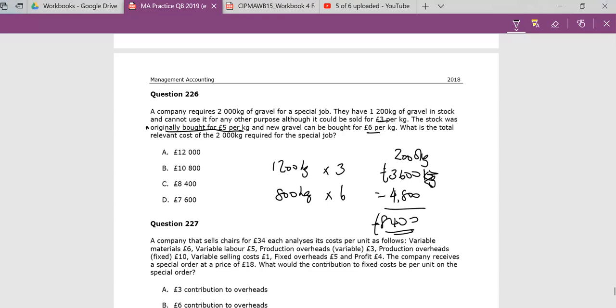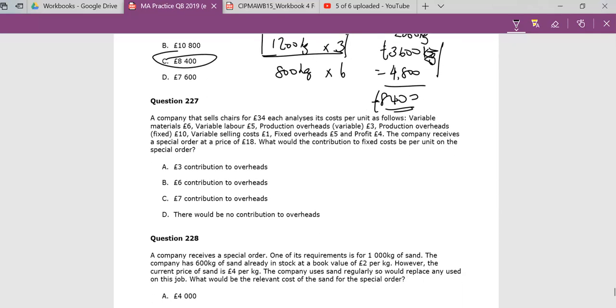So the issue really is to do with the fact that there is no such thing as free. It's not free unless it was totally scrap and there was nothing you could get for it. Fair enough. But otherwise, you could sell it. So it's not free. In terms of decisions, that is the full cost of using 2,000 kilograms, which brings us to C.